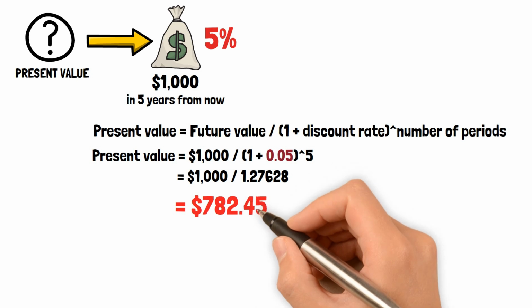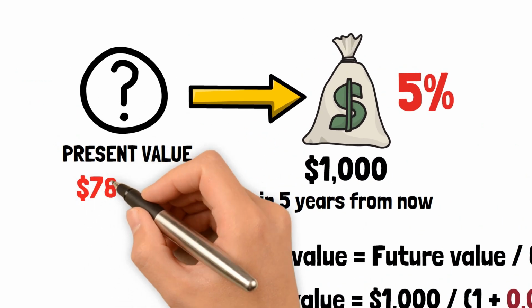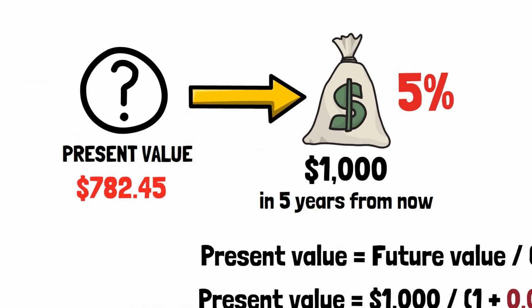Which is $782.45. So, the present value of receiving $1,000 in 5 years, discounted at a rate of 5%, is $782.45. If you were to invest $782.45 today, at a 5% rate of return, you could achieve $1,000 in 5 years.